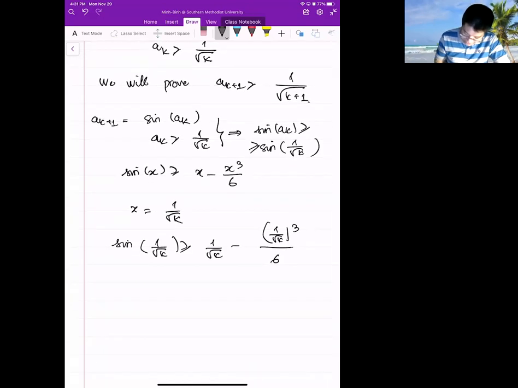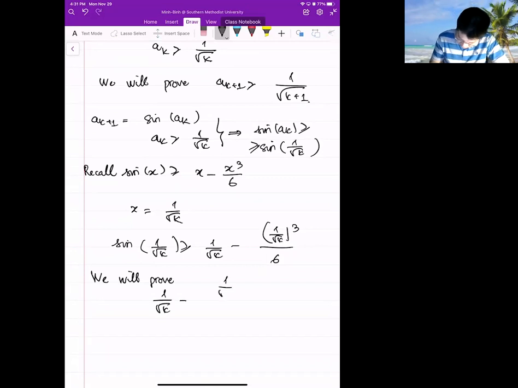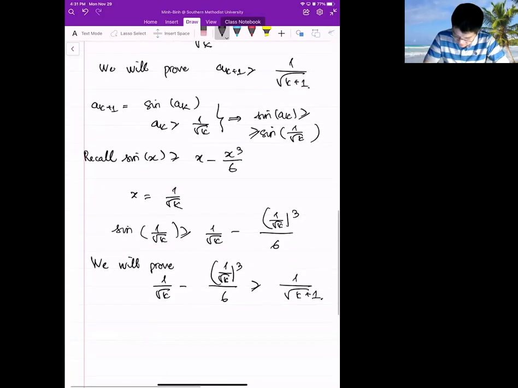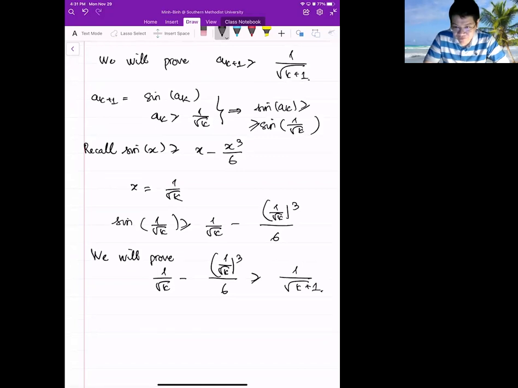And we will prove that this is indeed the second observation. So we will prove that 1 over square root of k minus (1 over square root of k) to the power 3 over 6 is bigger than 1 over square root of k plus 1. So this is something that we have to prove.